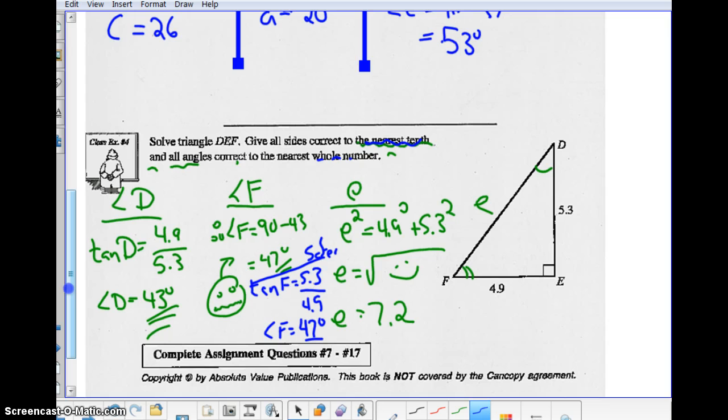And lastly, looking at side E, you've done that in grade 9. E squared equals 4.9 squared plus 5.3 squared. That's Pythagoras' theorem, and you are ready to complete your assignment for lesson 5.